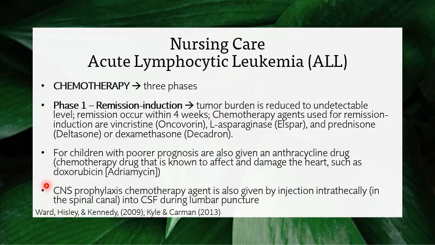We can also do CNS prophylaxis chemotherapy by injecting the chemotherapy agents intrathecally into the spinal canal, to the CSF, during the lumbar puncture. So we just want to make sure that there are no leukemic cells in the spinal side.